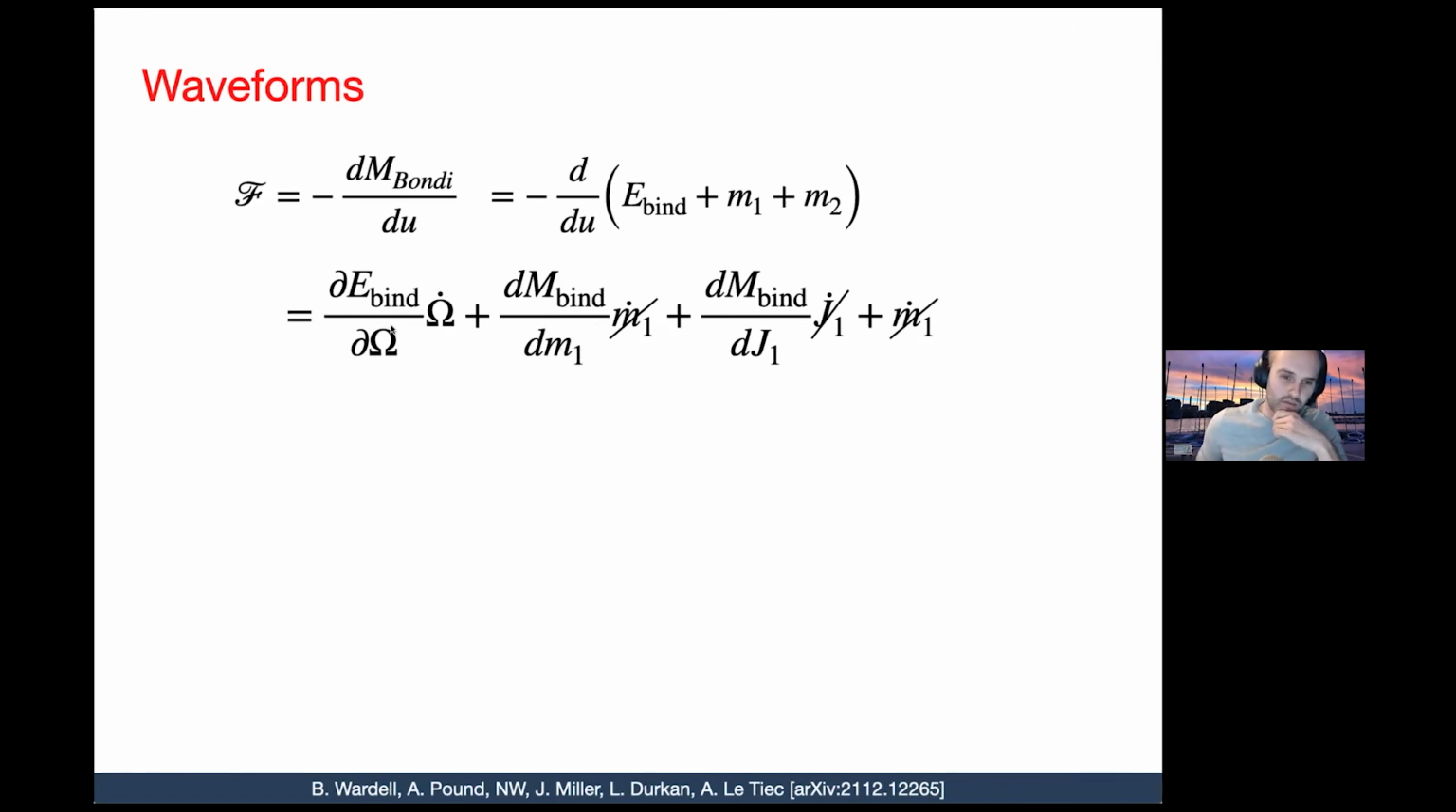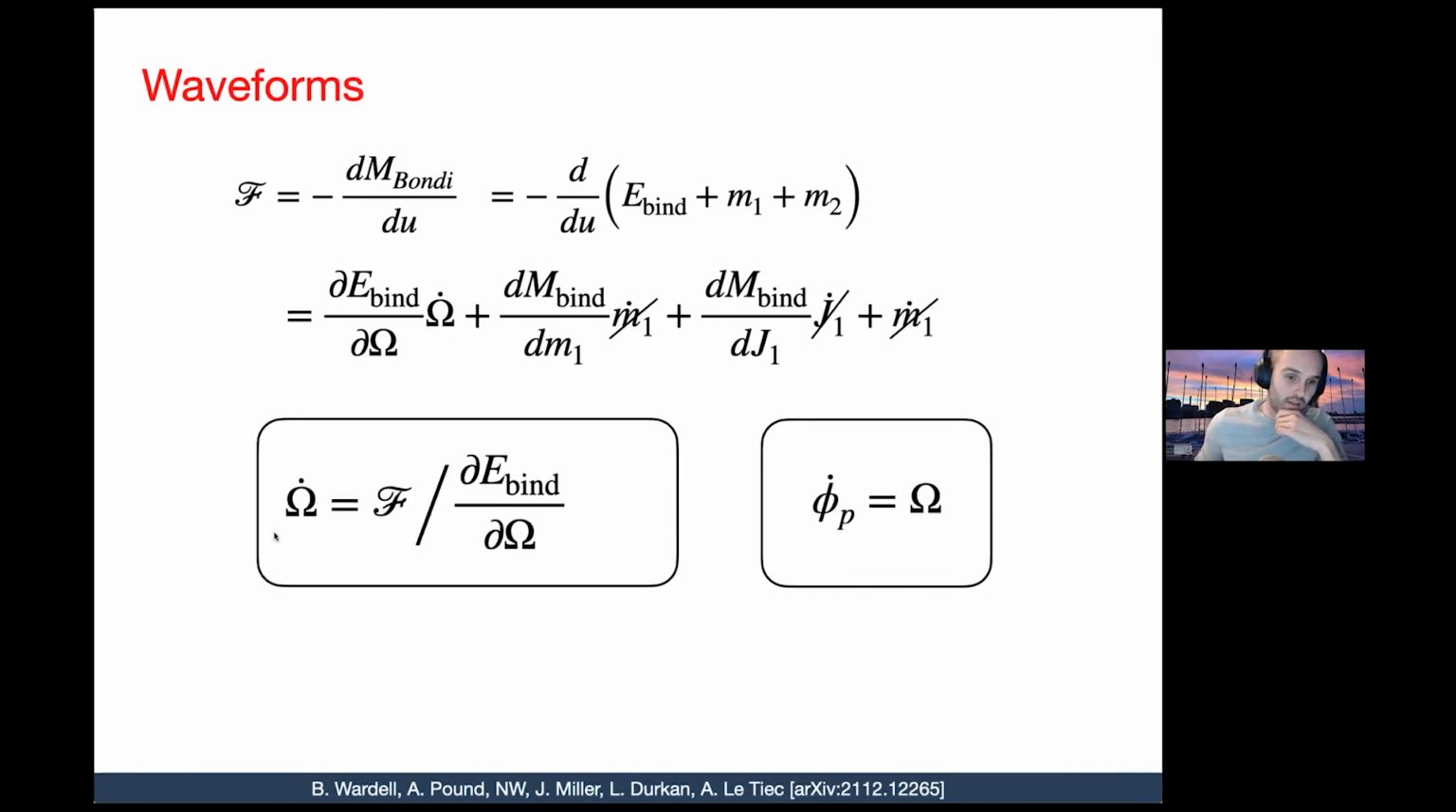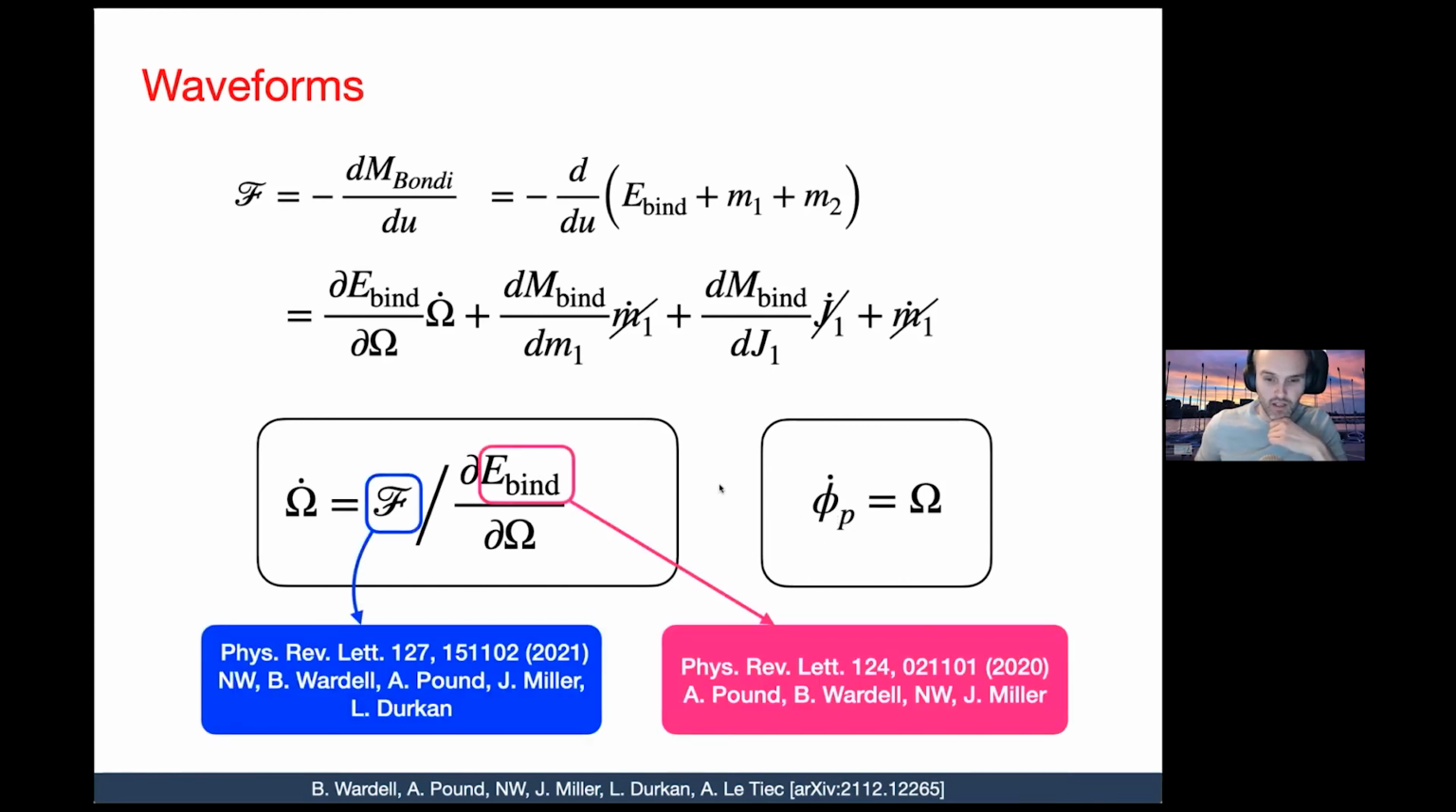But using what's left, this relation, we can get an equation for the rate of change of the orbital frequency, which is that flux divided by the rate of change of the binding energy with respect to the orbital frequency. Once we have the orbital frequency, we can integrate that one more time to get the phase of the waveform. So the flux is what I've presented here, and we gave that in this recent letter. And this binding energy, I didn't talk about it, but Adam would have mentioned it yesterday, but that's in another previous letter we had out in 2020, where we computed that as well. And using the combination of these two, we can compute the evolution of the binary.